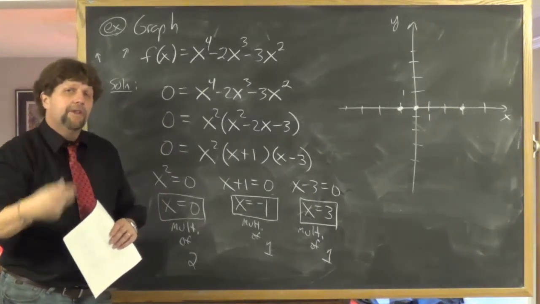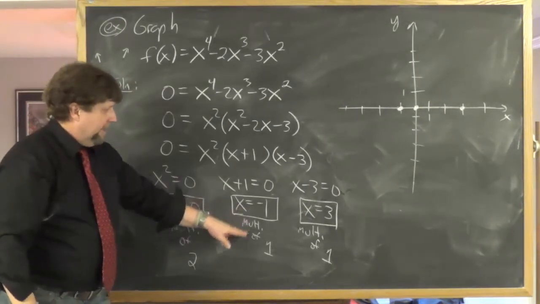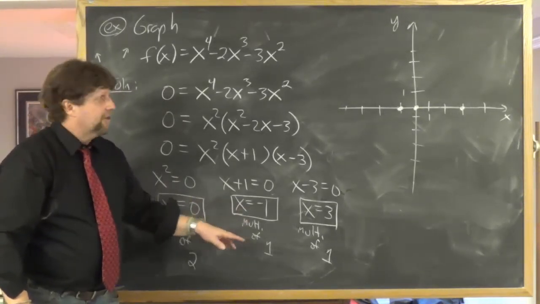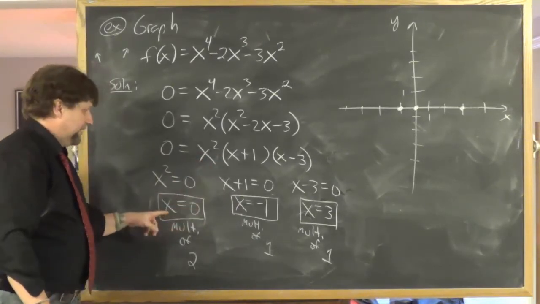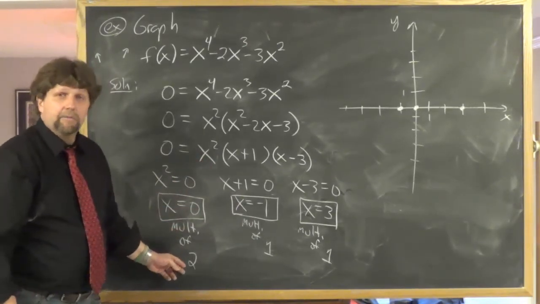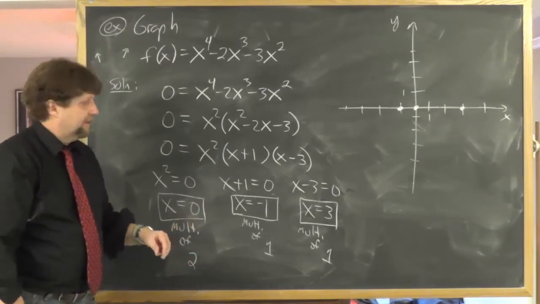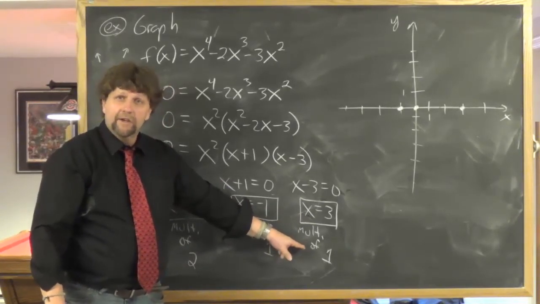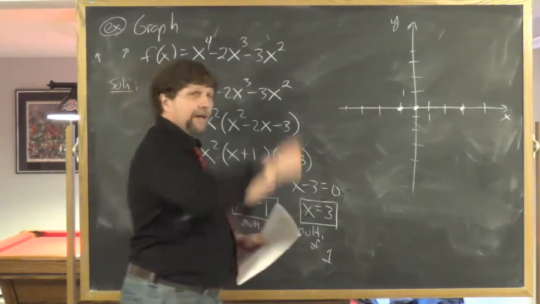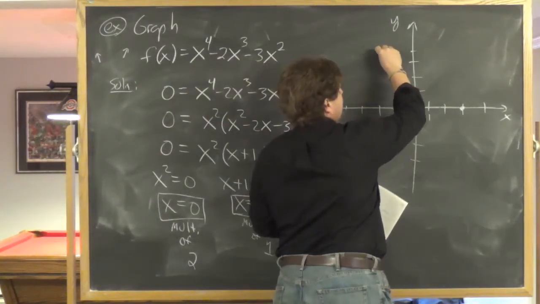And now I'm going to employ the power of multiplicity. At negative 1, it's an odd multiplicity, so the graph has to cross the x-axis. At 0, it's an even multiplicity, so the graph is just going to touch the x-axis. At 3, multiplicity is 1, so the graph's going to cross the x-axis. So I know both ends are shooting up. I'm going to get a graph that looks something like this. This end is shooting up.